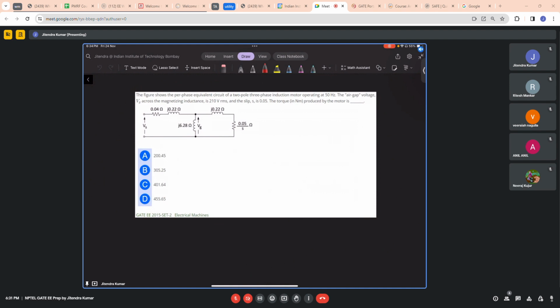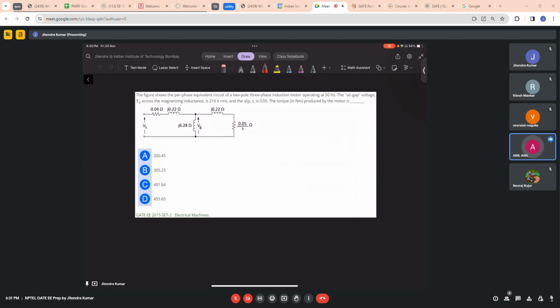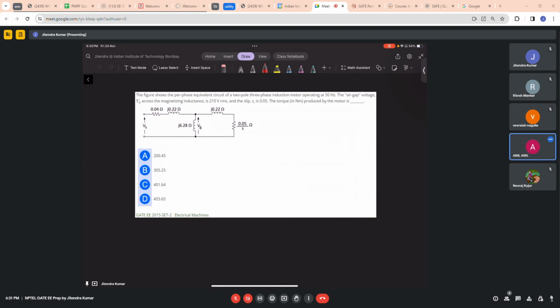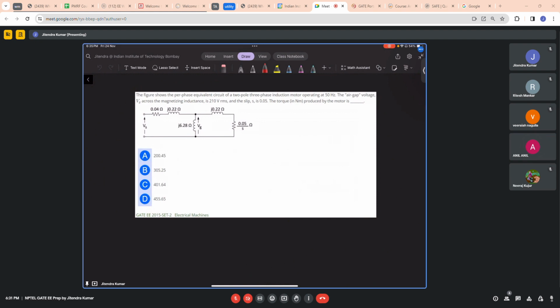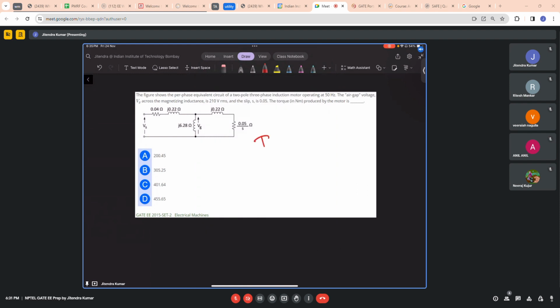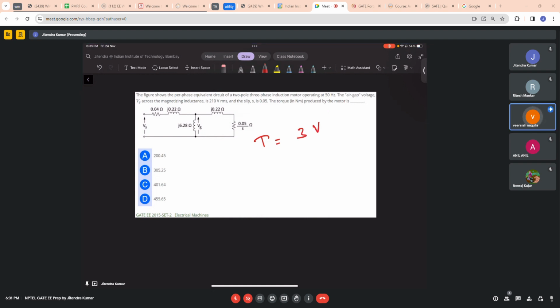So the torque produced by the motor, what will be the expression of that? Three V1 square R2 by S divided by omega S. Exactly, 3V1 square R2 by S divided by omega S. So we discussed that expression, and we will apply it. Let me write the expression. Torque is equal to 3V1 square.